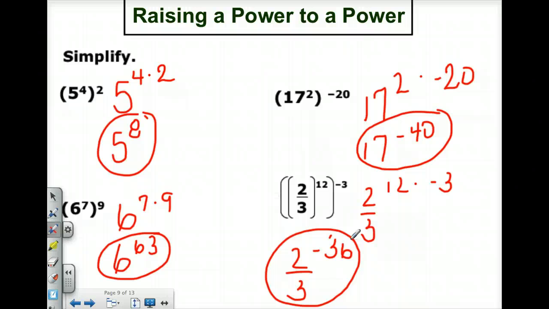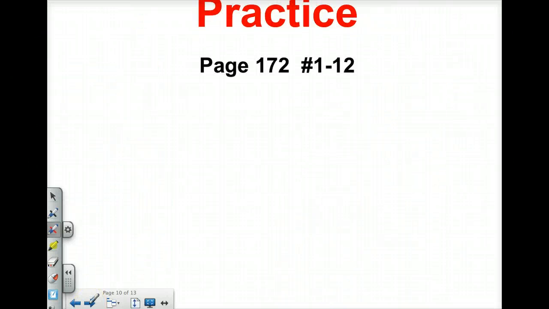Okay? So, I hope that you found this lesson to be pretty easy. I would like for you to try all the questions, numbers 1 through 12 on page 172.